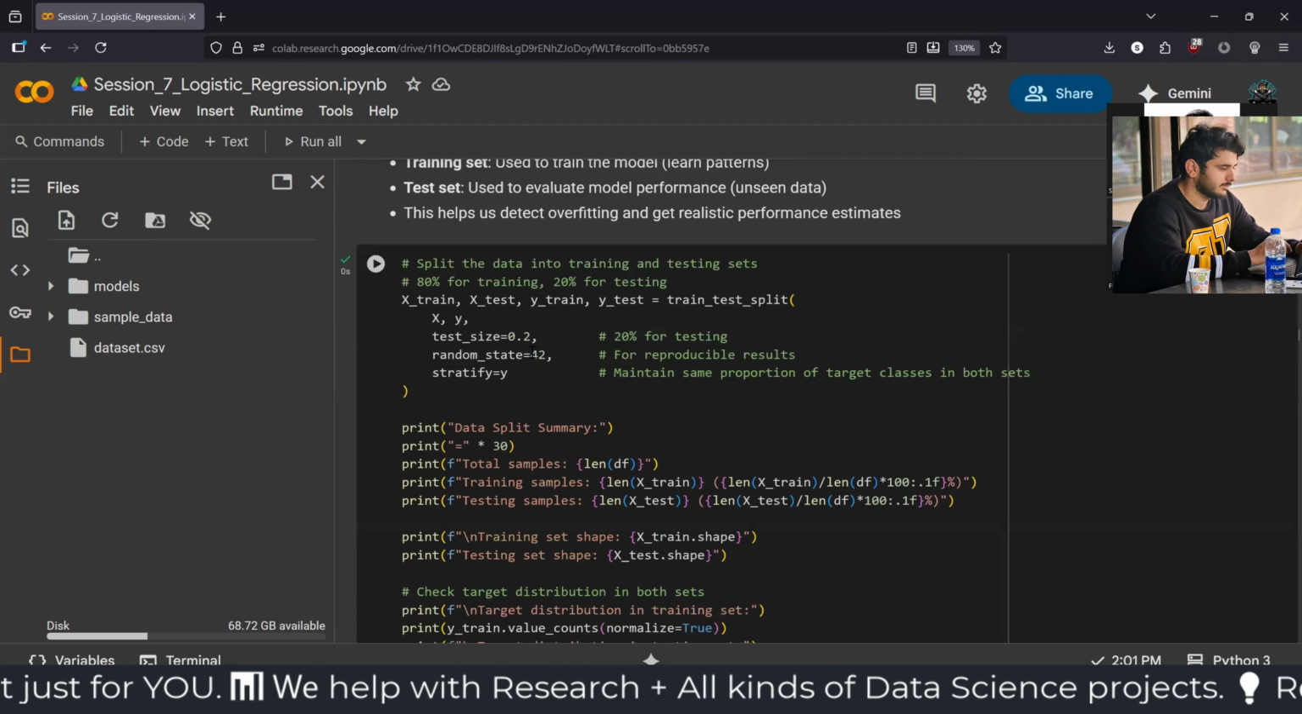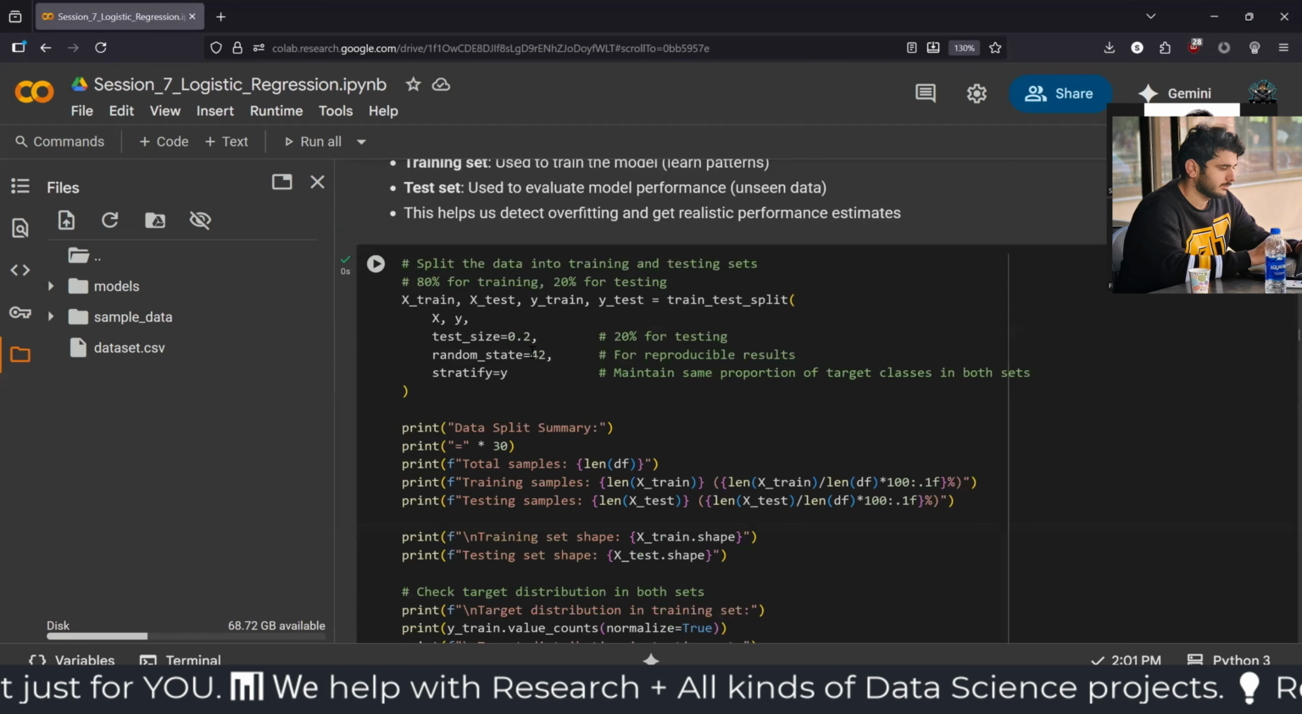Again, for the training and testing sets, we will use the train_test_split function. We already discussed that, so there's nothing new here. Based on that, we will create training and testing sets. This will split the data set into X_train, X_test, y_train, y_test.